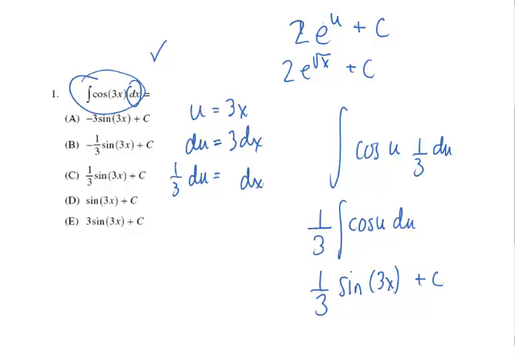You can always check this integral by taking the derivative of it. When you take the derivative of 1/3 sine of 3x, you've got the chain rule going on, which will be 1/3 cosine of 3x times 3. The 1/3 and the 3 cancel, and we're back where we started. So choice C would be our answer.